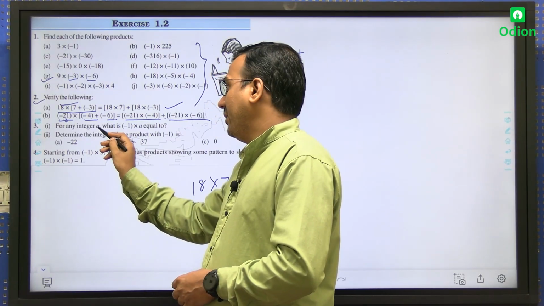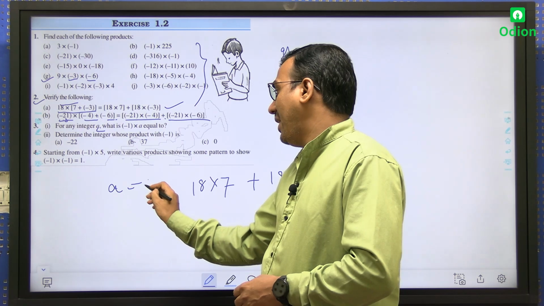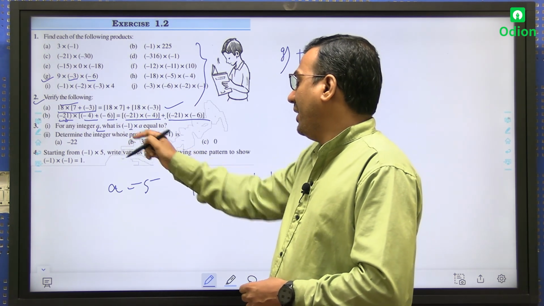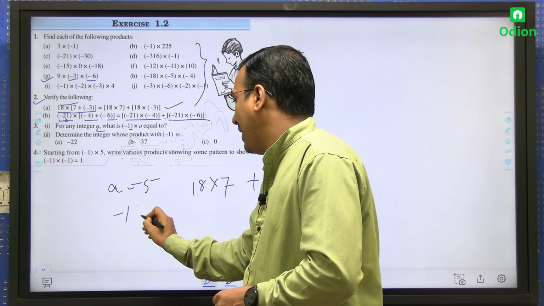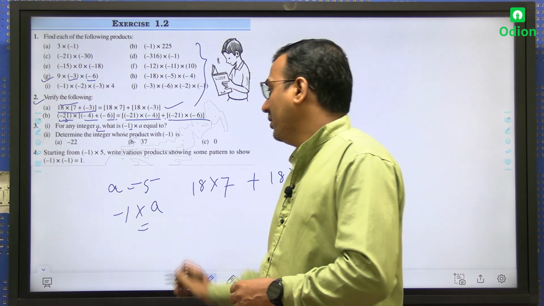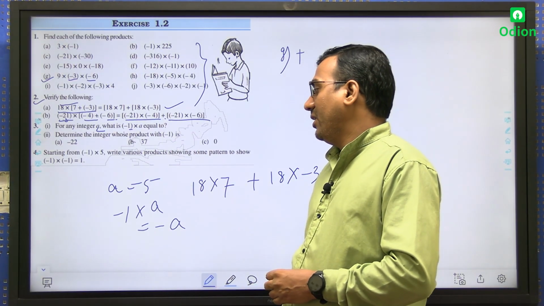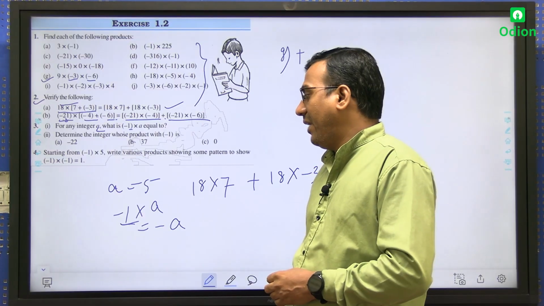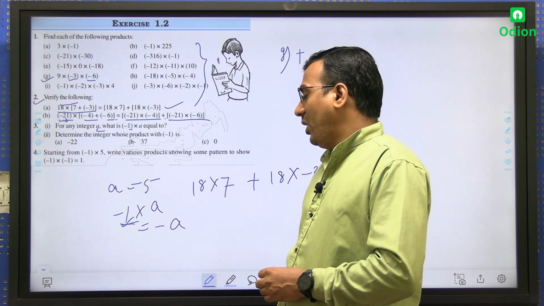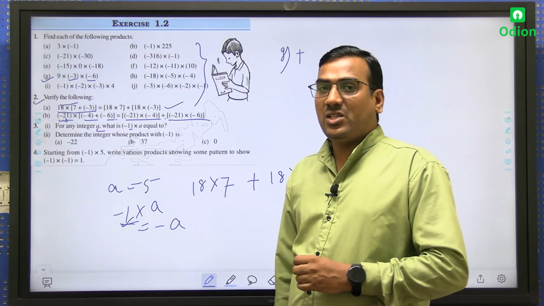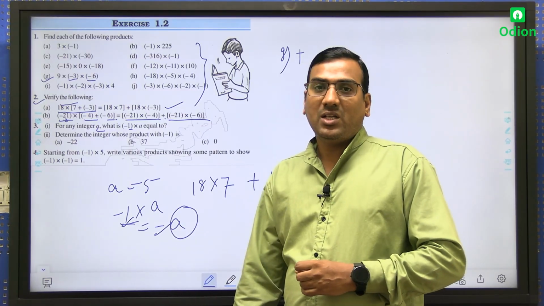For an integer a, let us take an example. A is 5. What is minus 1 into a? It means minus 1 into a. The answer is minus a. The answer is minus a. This is the multiplicative identity. If I multiply this multiplicative identity with any integer, the result comes itself the number. Only you have to give the symbol.